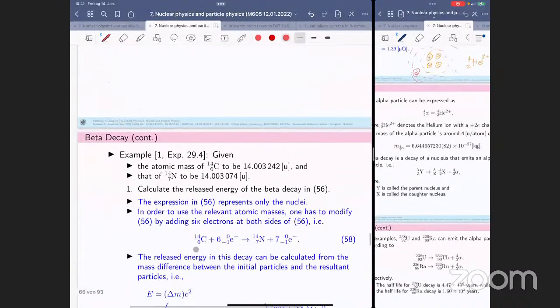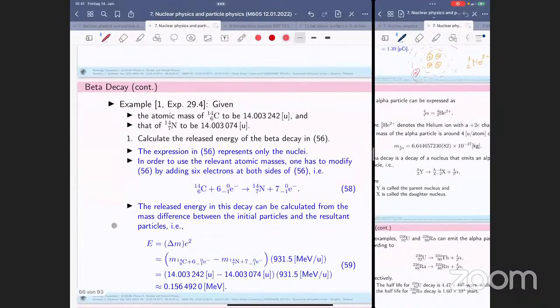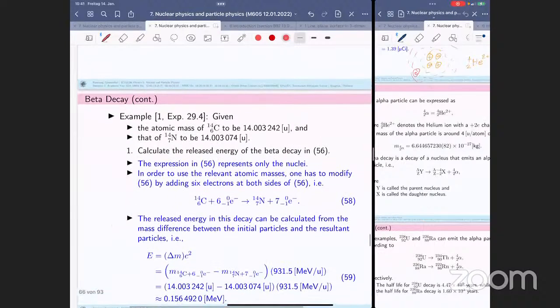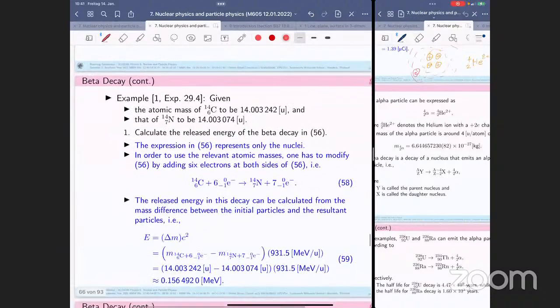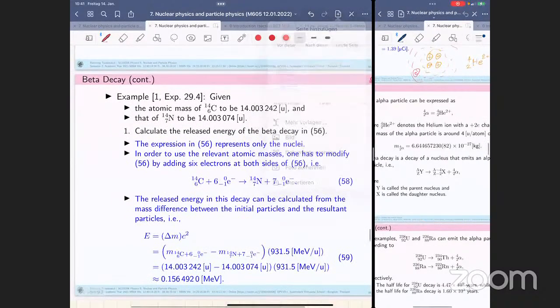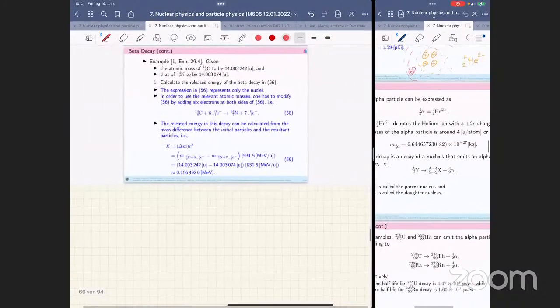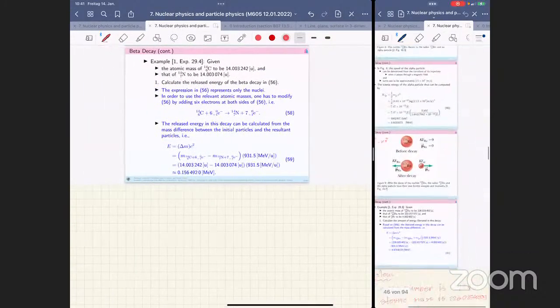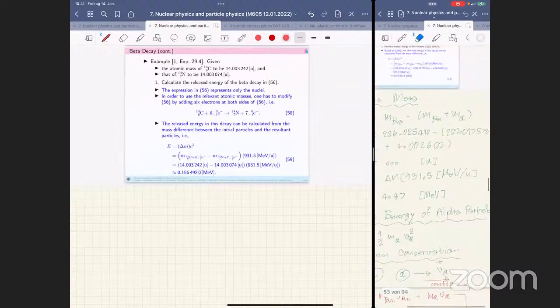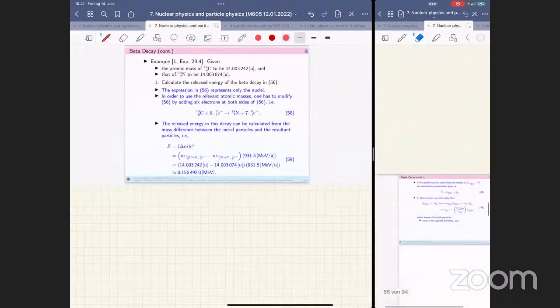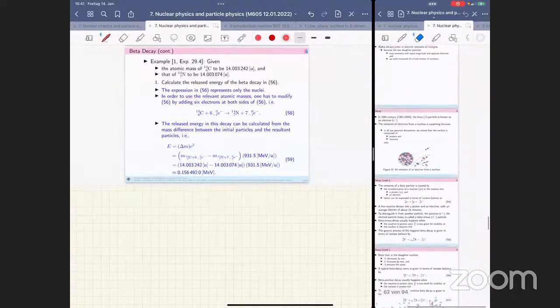Okay, now we arrive at the first example about the alpha particle. Oh, sorry, beta decay. The beta decay. So now we will consider this problem. We will take a look at this problem.